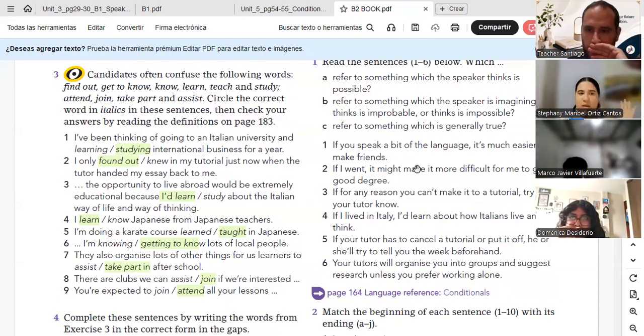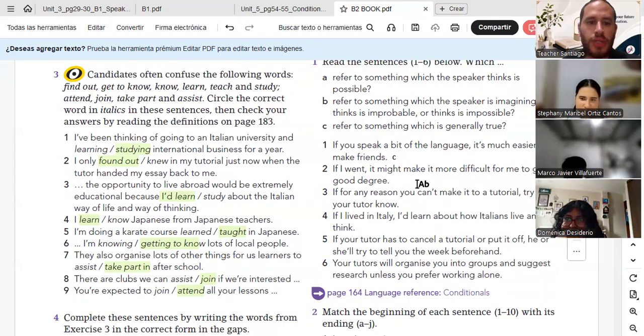In my opinion, it is letter C: it refers to something which is generally true. Okay, let's see. I'm going to type it. After the explanation, we're going to try it. Then we see the explanation, then we come back. Okay? But let's try like this. Marco, if I win, it might make it more difficult for me to get a good degree.